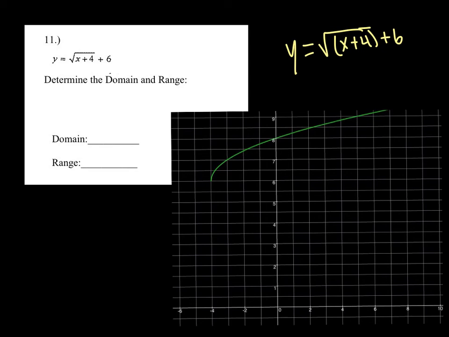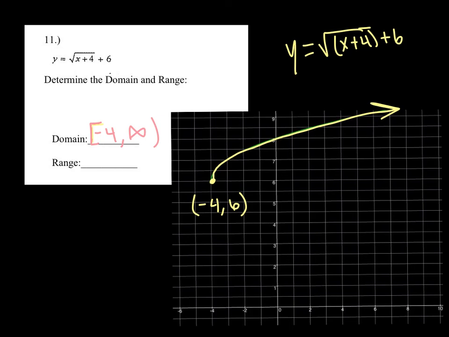So if we're looking at this function, we'll learn this as we get further into this unit, but that plus 4 moves it left 4, and the plus 6 moves it up 6. So this point on my graph that then goes up forever, the point where it starts is negative 4, positive 6. So the domain from left to right, the furthest left that my graph goes is that negative 4, which is part of the graph, and then goes forever in the right horizontal direction towards positive infinity.